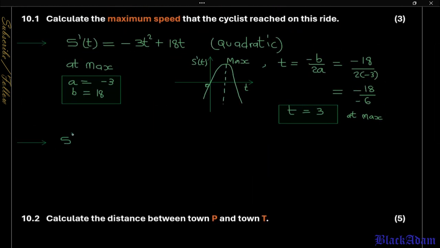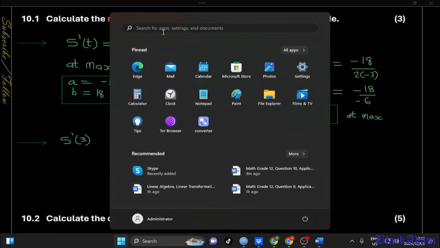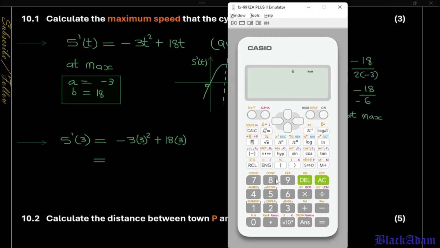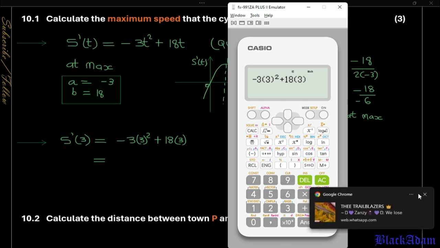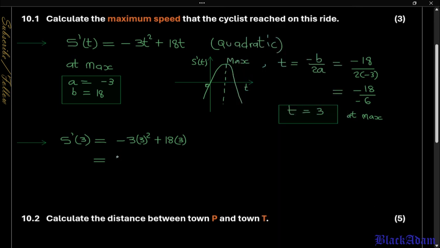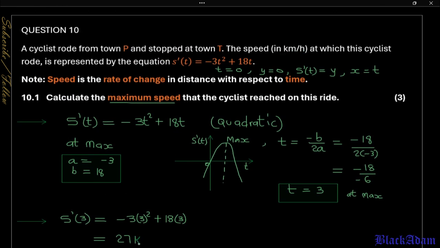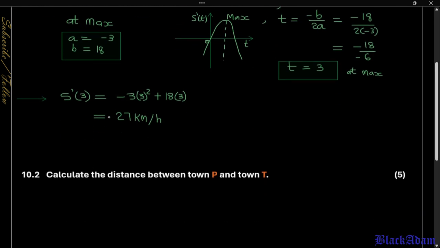Coming back to the original equation, substituting t there, that's going to be minus 3 bracket 3 to the power 2 plus 18 multiplied by 3. Using a calculator, that's minus 3 to the power 2 plus 18 multiplied by 3, and our answer is going to be 27. So it's 27 kilometers per hour. That's our answer for the first question.